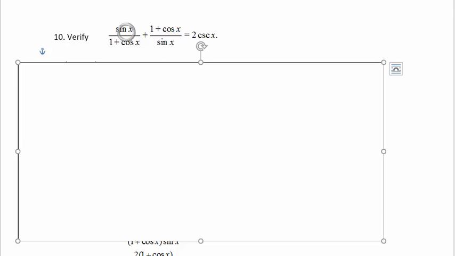Okay, question 10. We're asked to verify this trig identity, and notice two terms on the left, one on the right. So I think this is a case where we're going to want to get a common denominator, try to combine these guys together. Go ahead, pause your video player and give this one a shot.